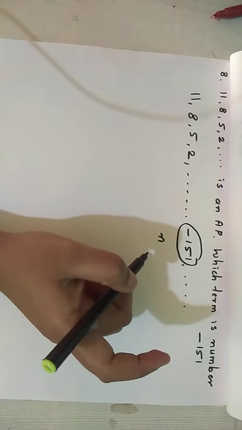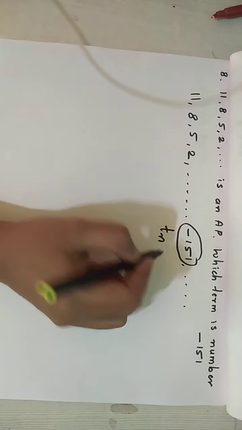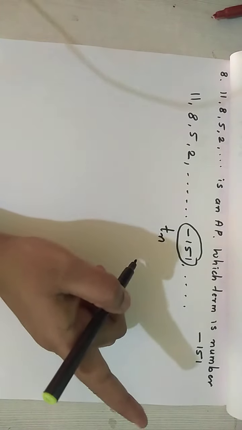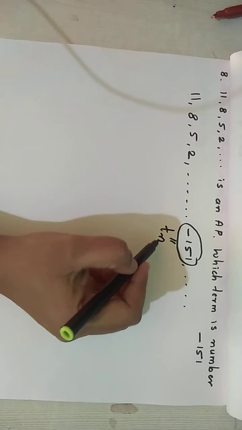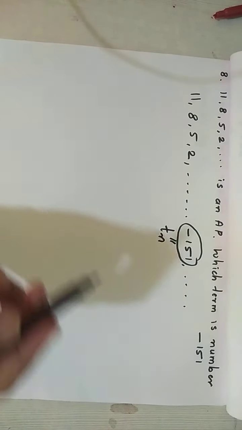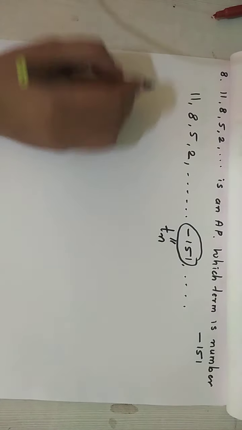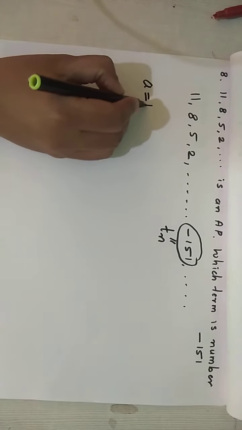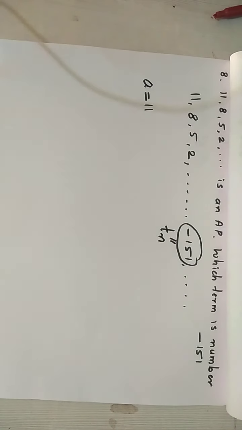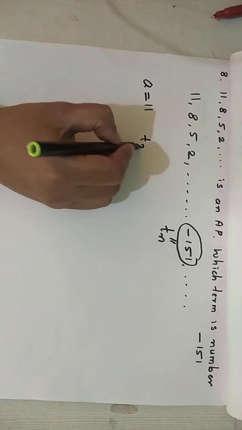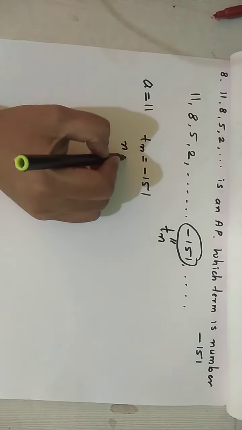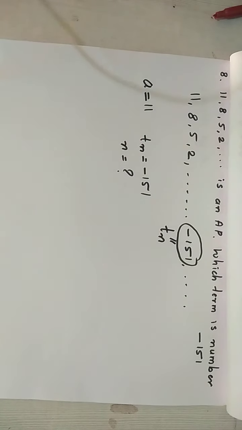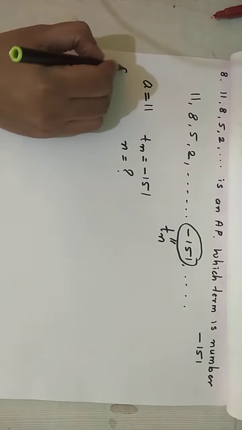N tells you the position number. Tn is the term and n is the position number. So here the term is minus 151. You need to find its position number. If you observe the sequence, the first term is 11. So we write A is equal to 11. The nth term is minus 151, whose position number n we have to find out. And D, let's find out D.